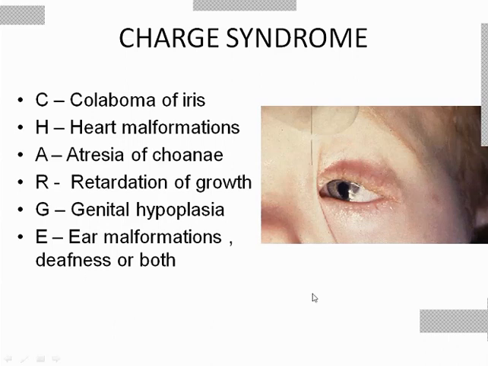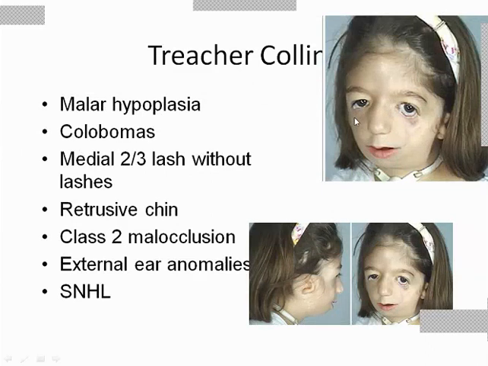And then Treacher Collins has malar hypoplasia, colobomas, the medial two-thirds of the lower lids without lashes, the medial third of the eyebrows affected, chin retrusion, and malocclusion. The malformation is low-set ears or microtia, and the patient will have sensorineural hearing loss.